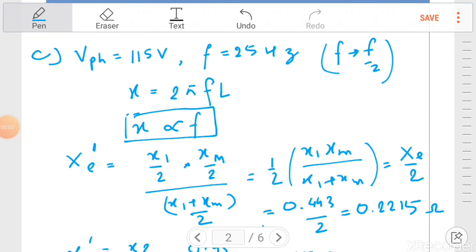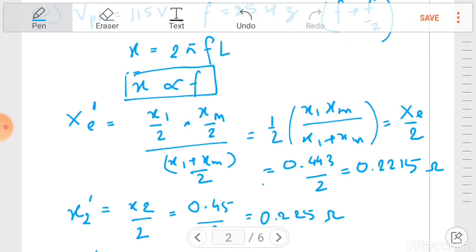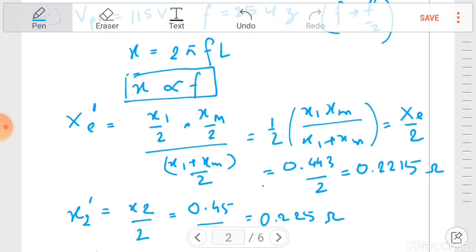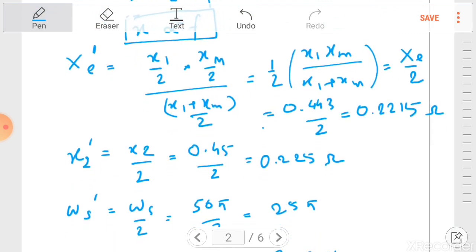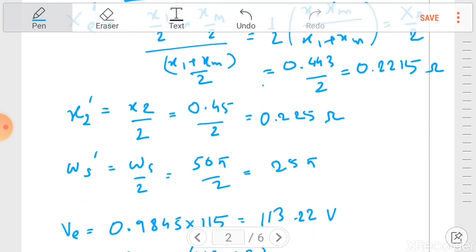In option C, voltage is reduced to half and frequency is also reduced to half. So we know that the reactance is directly proportional to frequency, as X equal to 2 pi f multiplied by L. So the complete reactances of the circuit will reduce to half. X equivalent is reduced to 0.2215. Similarly, rotor reactance X2 is reduced to 0.225, and the synchronous speed will also reduce to half due to the frequency change.